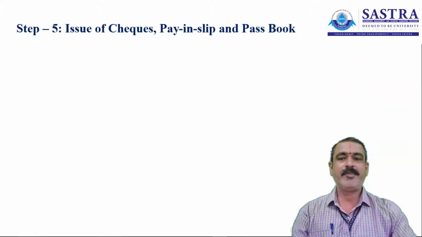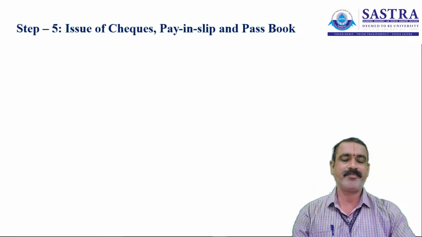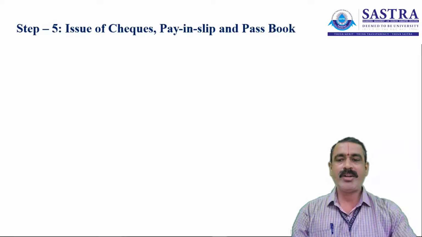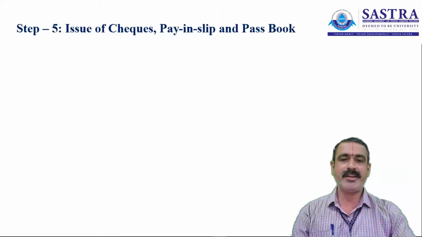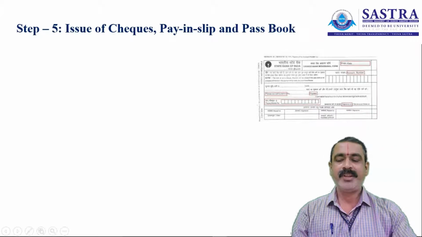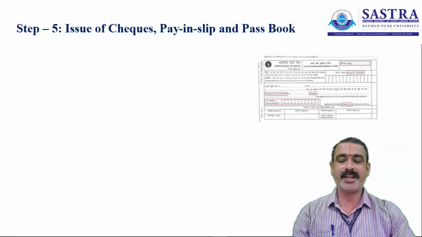Step 5, the banker will issue the checkbook, pay-in slip and passbook. These are the primary, preliminary facilities offered to the customer by the banker. What are all the things that are required to be done from the point of view of the banker first? The banker issues the pay-in slip, checkbook and passbook immediately after successful completion of the first transaction of the customer, and the checkbook is supplied to the customer.